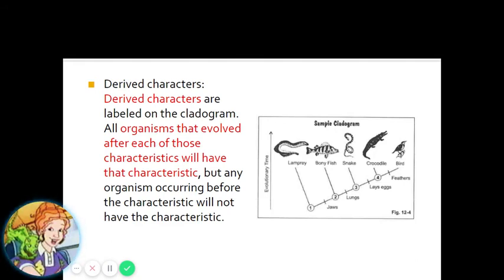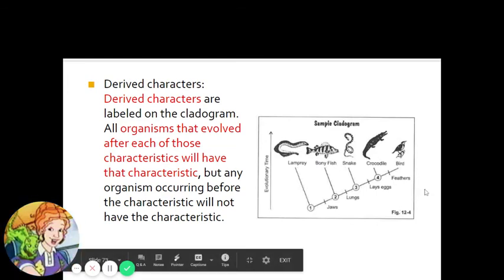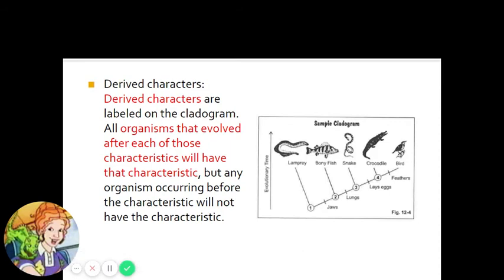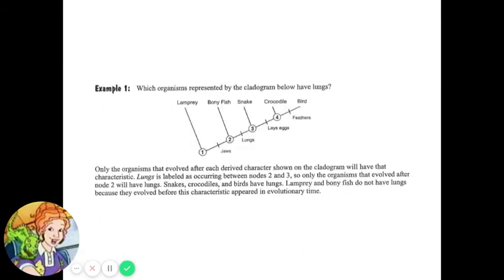So derived characters are labeled on the cladogram. So any organism that's after each of the characteristic is going to have that characteristic, but any organism that's before that is not going to have it. So if you look at feathers, a bird is after feathers, meaning the bird has feathers. None of these other things have feathers. It says, which organisms represented by the cladogram below have lungs? So here's lungs. Anything after that point is going to have lungs. So the snake has lungs, crocodile has lungs, the bird has lungs.